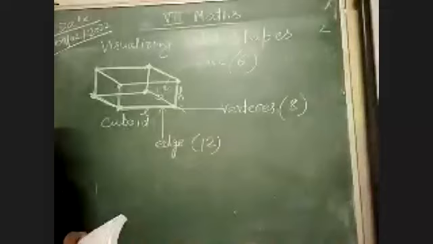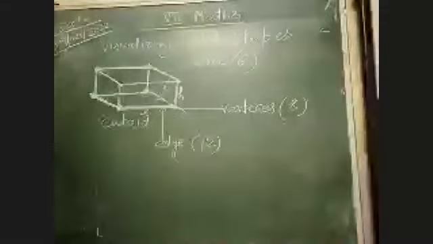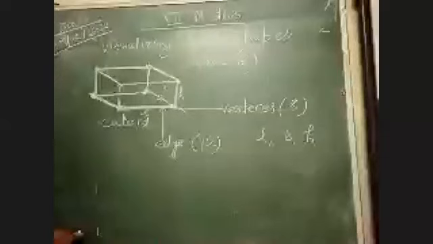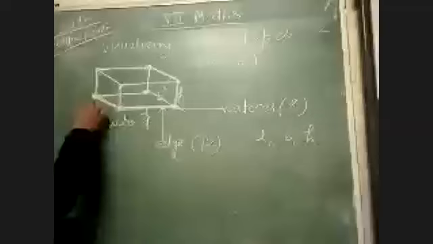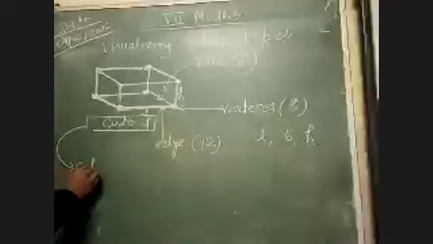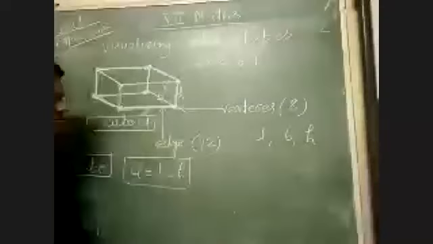Now the next part: if a cuboid becomes a cube, in what case? In a cuboid, length, breadth, and height may be different. So if you want to convert this cuboidal shape into a cube, length, breadth, and height should be equal. All should be equal.